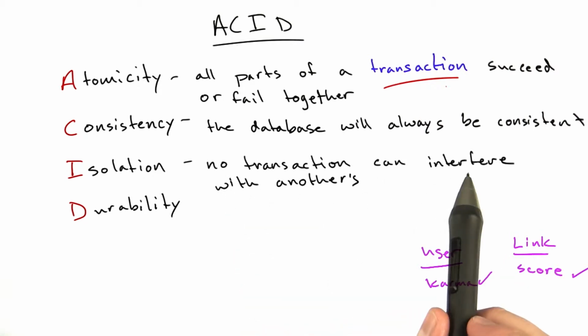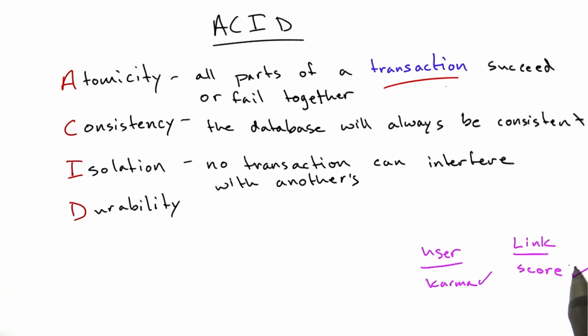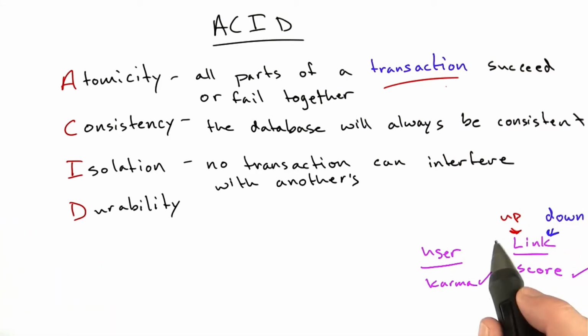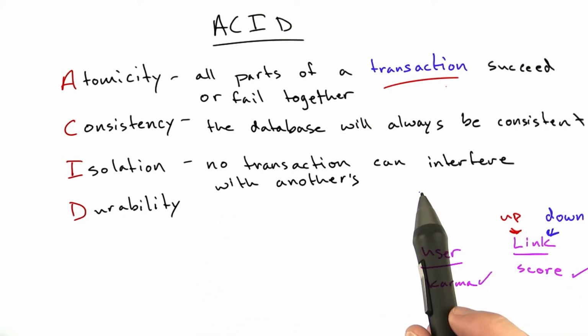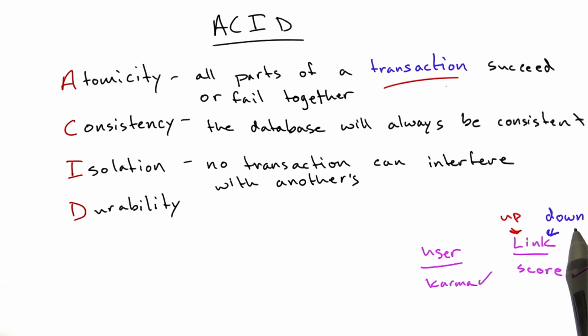So isolation refers to the notion that no transaction can interfere with another's. So let's say we have a link that is getting two votes come in at the same time to increase the score of this link. That means we're going to be updating the link's score up and down and the user's karma up and down. And isolation refers to the notion that this upvote won't affect the computation of this downvote. If we were overwriting this link in our database, it would be a shame if the downvote was applied to the original link score before the upvote was applied, because the net score change in here should be 0, but it could be -1 if these aren't handled properly. And so isolation refers to the notion that each transaction cannot affect other transactions.